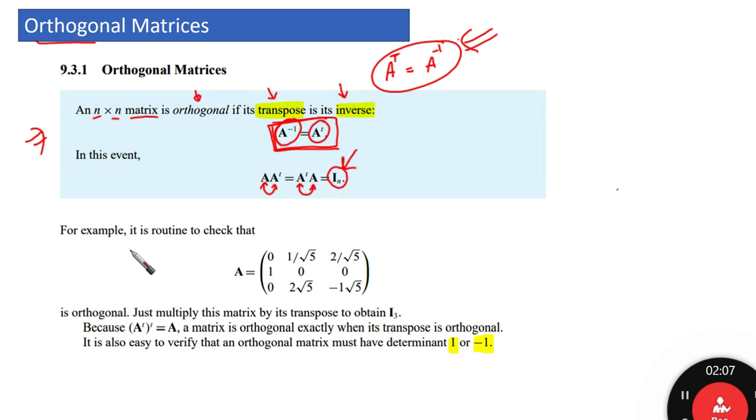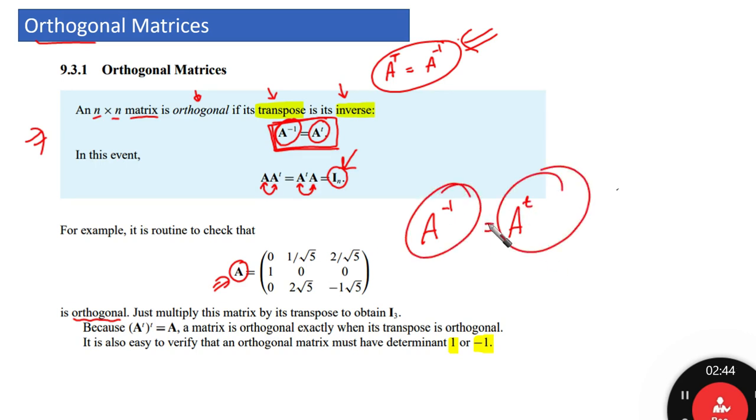For example, it is routine to check that. You can check this by yourself. Check that this matrix, which is composed of 0, 1, 0, and 1 over the radical of 5, 0, 2 over radical of 5, and 2 over radical of 5, 0, minus 1 over radical of 5, is orthogonal. Try to find the inverse of the matrix and the transpose of the matrix, and you are going to find them equal to one another. Just multiply this matrix by its transpose to obtain the identity matrix I3.